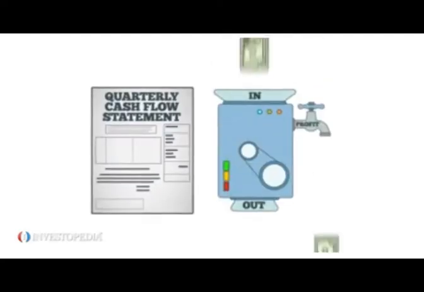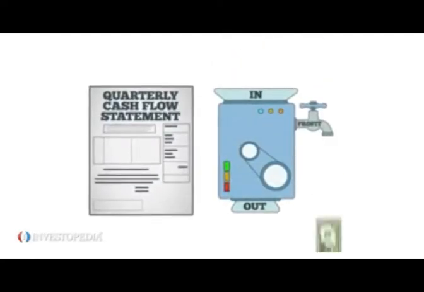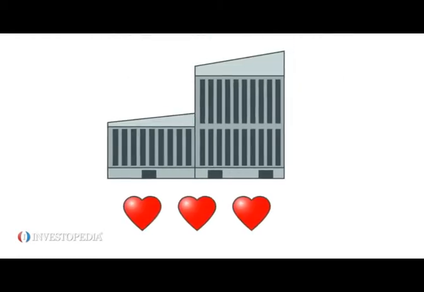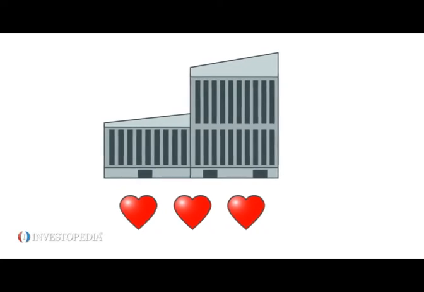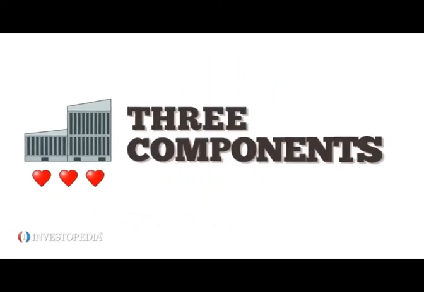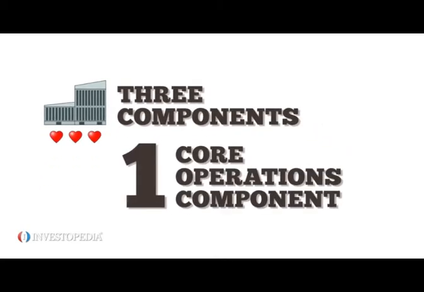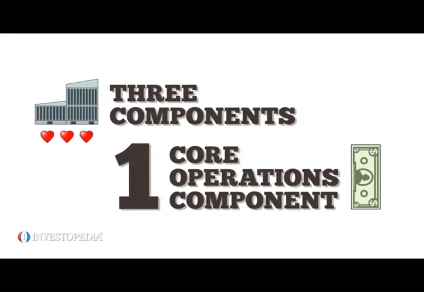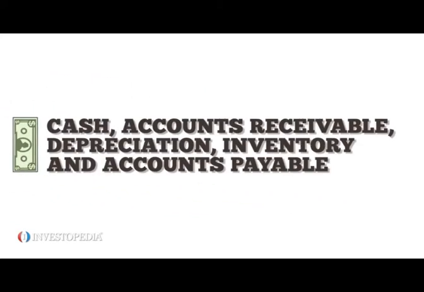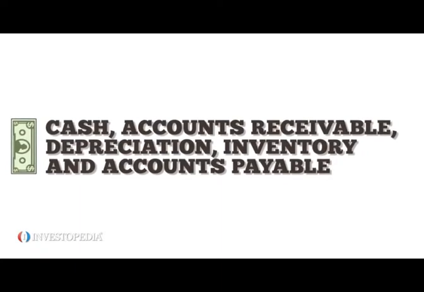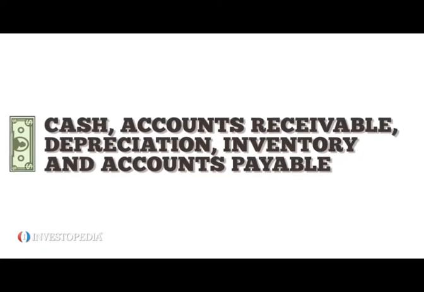A cash flow statement records the amounts of cash and cash equivalents entering and leaving the company. Cash flow statements reveal a company's financial health. Companies use them for budgeting because they predict future cash flow. Cash flow is determined by looking at three components. The core operation component reflects how much cash comes from a company's products or services. Changes in cash, accounts receivable, depreciation, inventory, and accounts payable are reflected in the cash from operations.